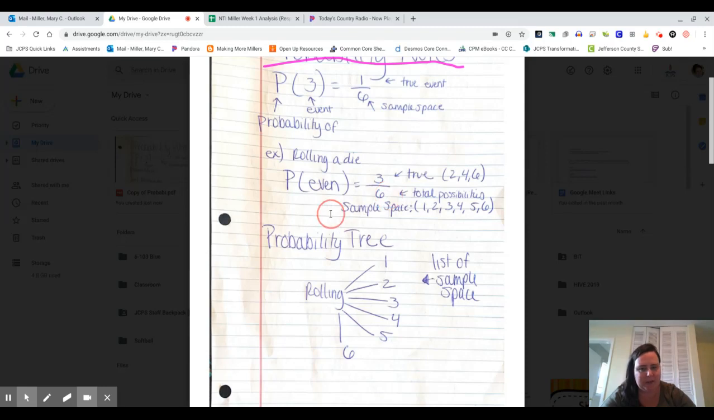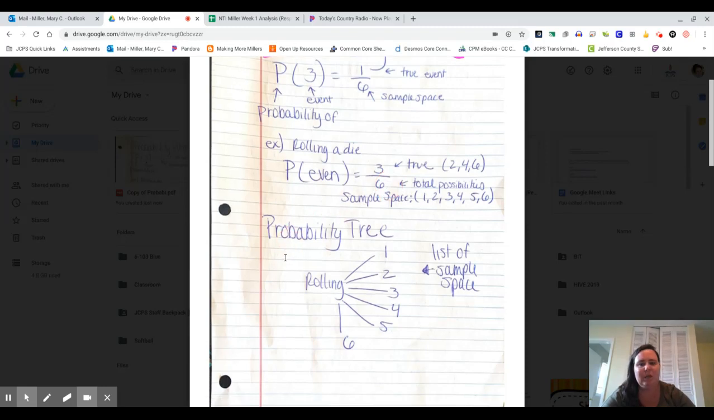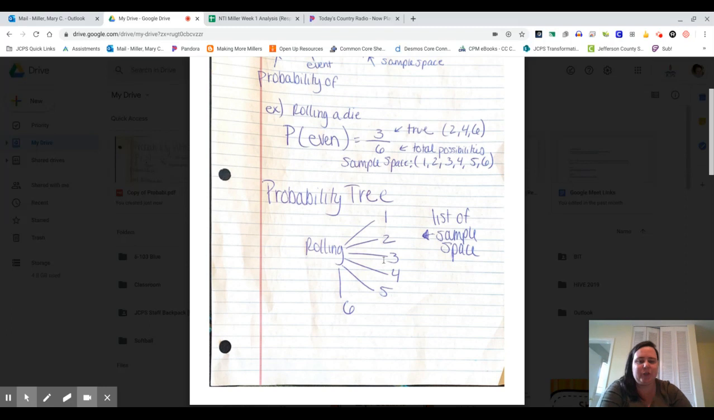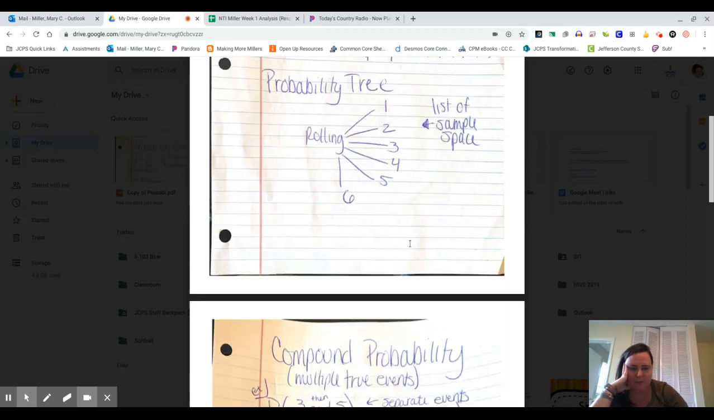Okay, this is basic, basic, basic probability. The way we show this in a probability tree is by telling this is the event that's happening, and these are all of our options. So we can roll a 1, we can roll a 2, we can roll a 3, et cetera, et cetera. This is how you can list out the sample space, showing all of the possible different events.